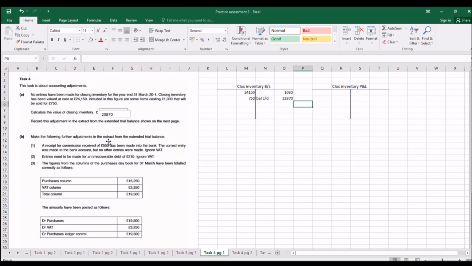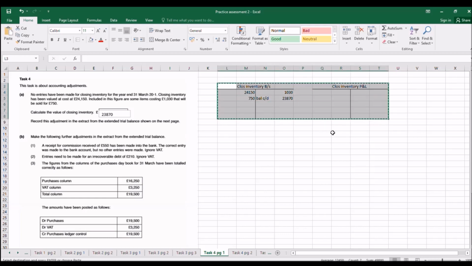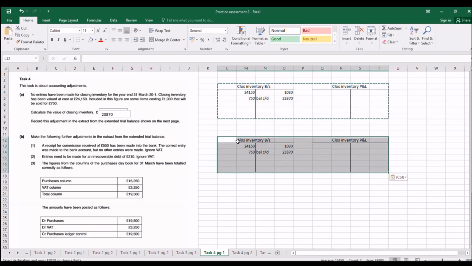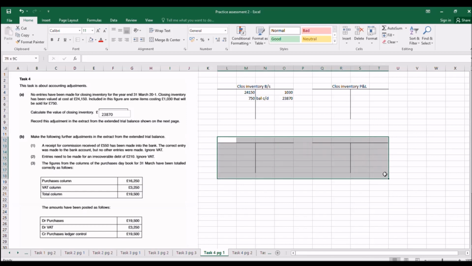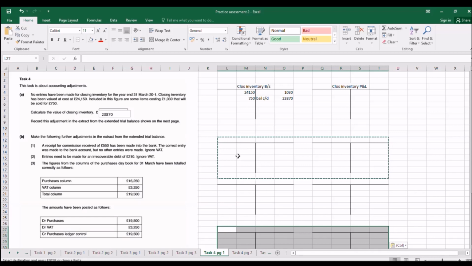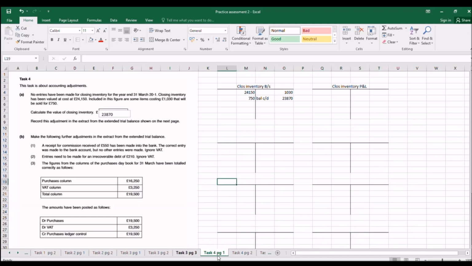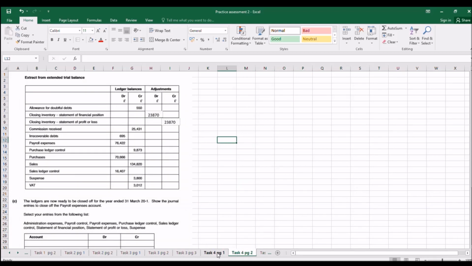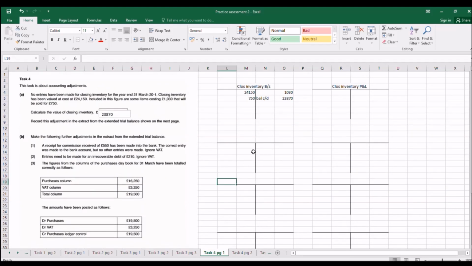Make the following further adjustments in the extract from the extended trial balance. Alright, oh, so we've got some errors, have we? Well, actually, let's just see. Let's just create some T accounts, and we'll also as well have our timeline, which we'll put together in a second. Any particular year that we're going to be given here? No, we aren't given a year. Right, so we'll see what happens.